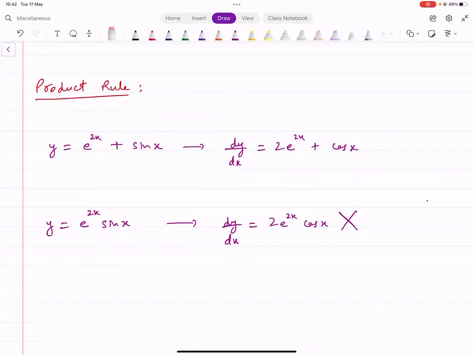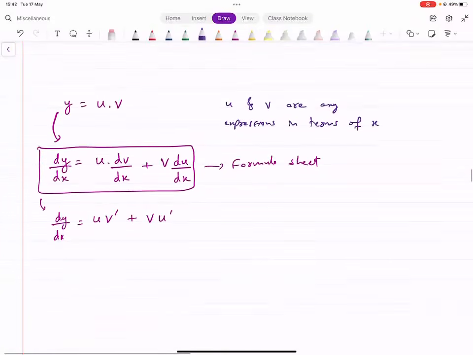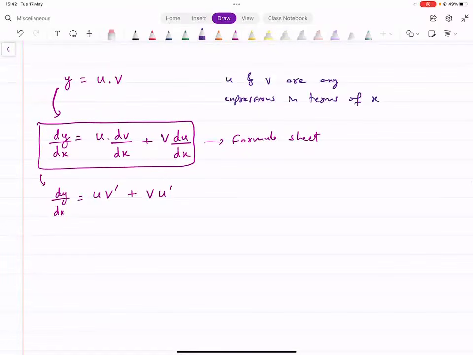You can't differentiate both of them individually. You can't say कि e power 2x का derivative 2e raised to power 2x होता है, sine का derivative cos x होता है. You can't do it like that. That's not going to work. This is wrong. ये नहीं कर सकते. So how do you deal with this? If you've got a product, you're going to use something that we call the product rule.